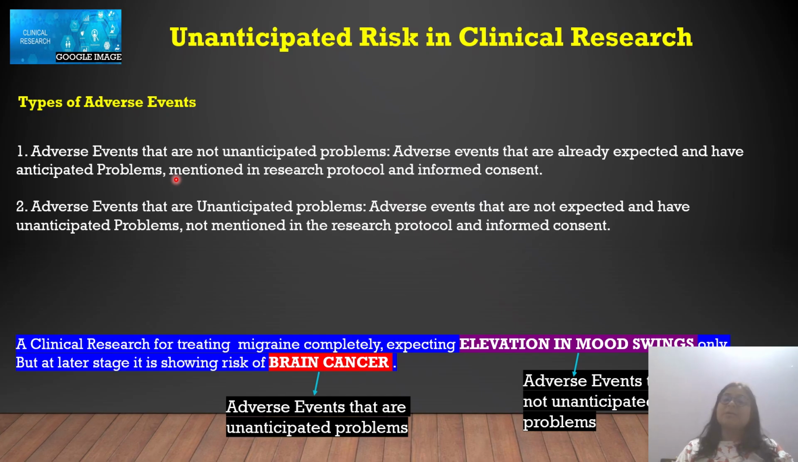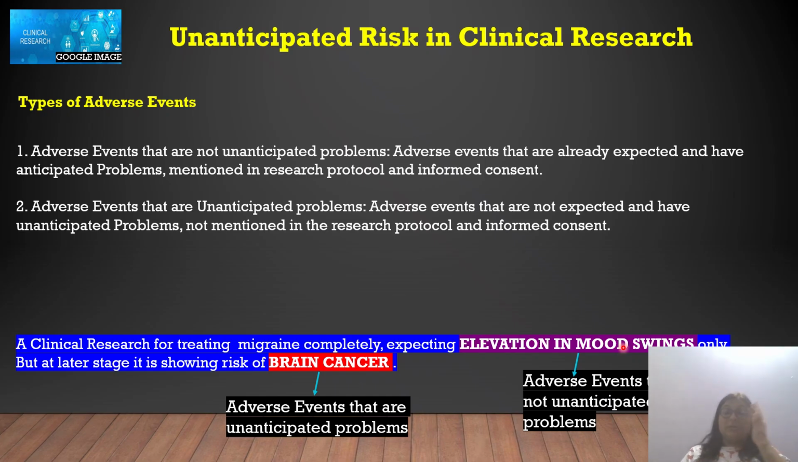Adverse events that are not unanticipated problems. These are adverse events that are already expected and have anticipated problems mentioned in the research protocol and informed consent. Like in the example, a clinical research for treating migraine is completely expecting elevation in mood swing. So this elevation in mood swing is an adverse event but not an unanticipated problem.